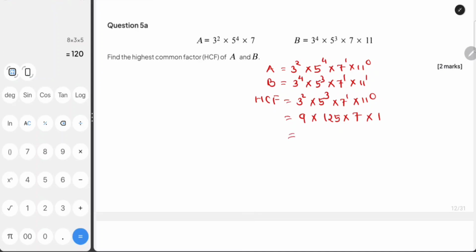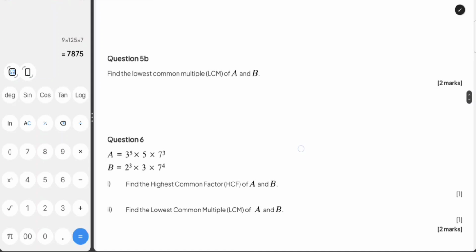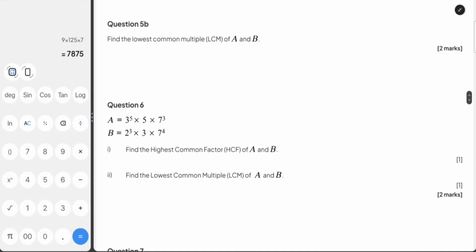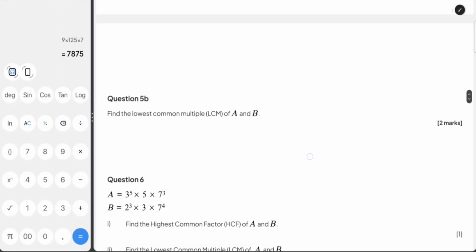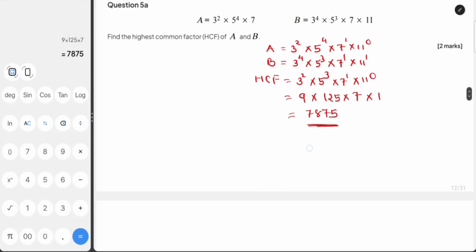Now let's use calculator. See the left hand side of your screen. I'm doing 9 multiplied by 125 multiplied by 7. I'm getting 7875. So that's the HCF of A and B. Clear? Okay, find the LCM of A and B. So in LCM, what do we do? We take the highest power of each factor.